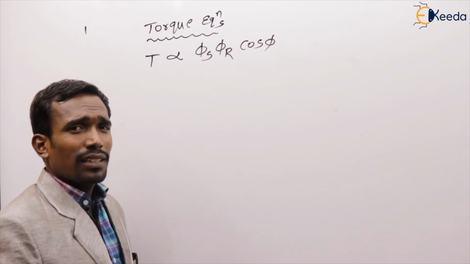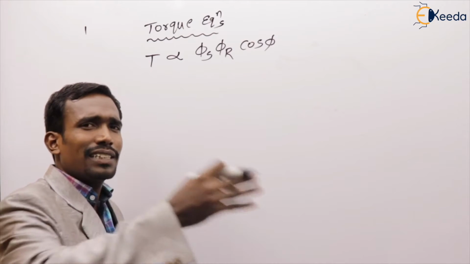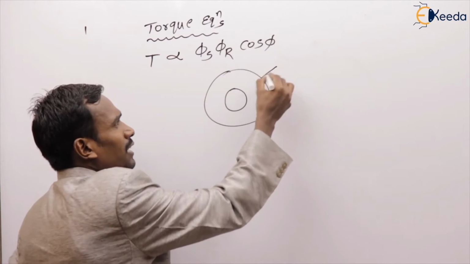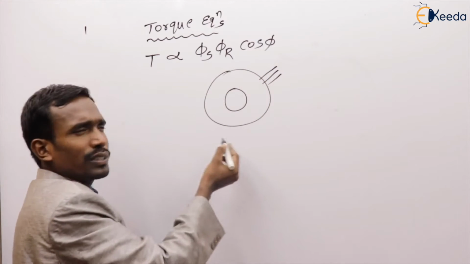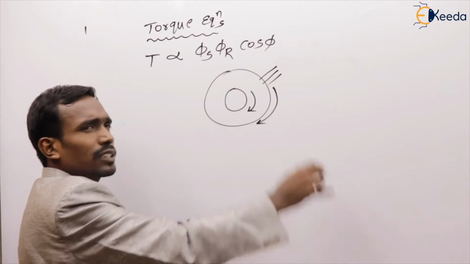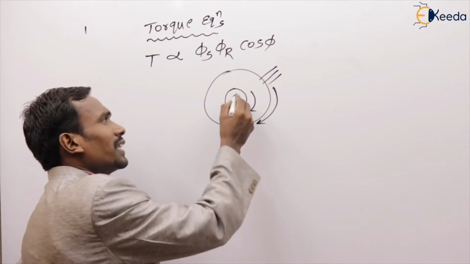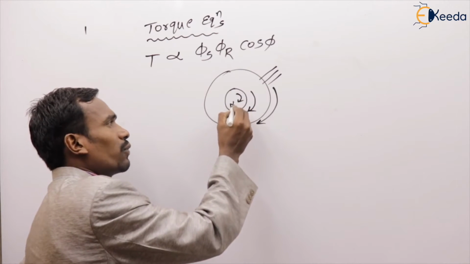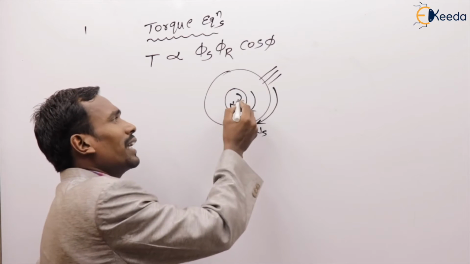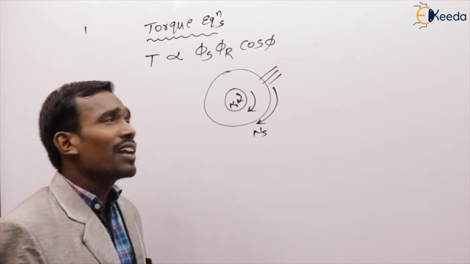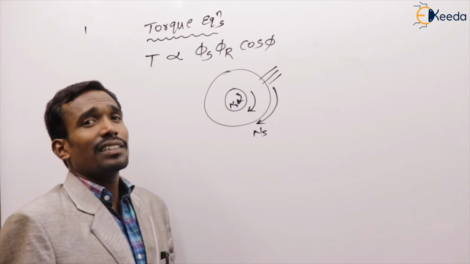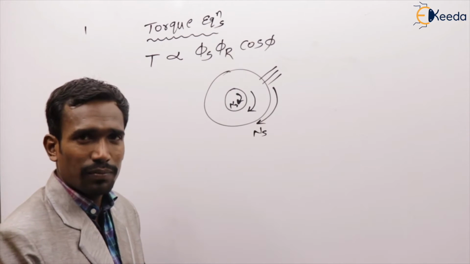Can you tell me, for example, I give three-phase AC supply to the stator. The rotating magnetic field is produced in the clockwise direction, and the rotating magnetic field of the rotor is also produced in the clockwise direction. Then my rotor is rotating in the same clockwise direction with speed Nr. Then tell me, how can we change the direction of rotor rotation?